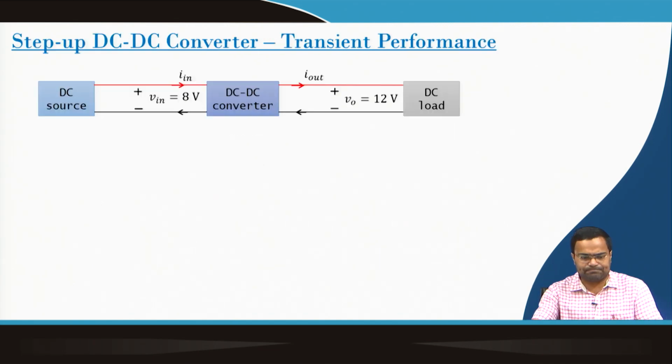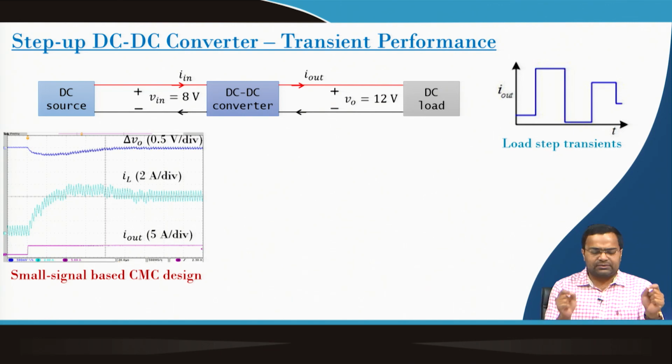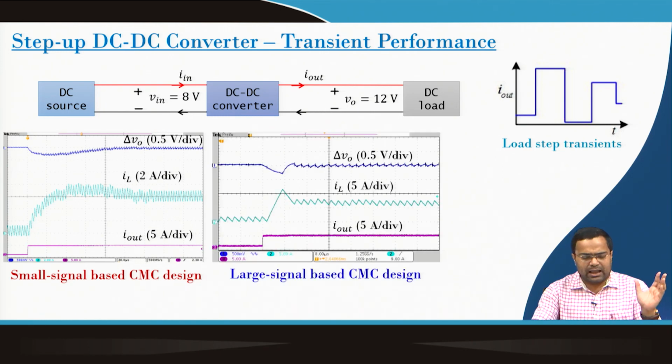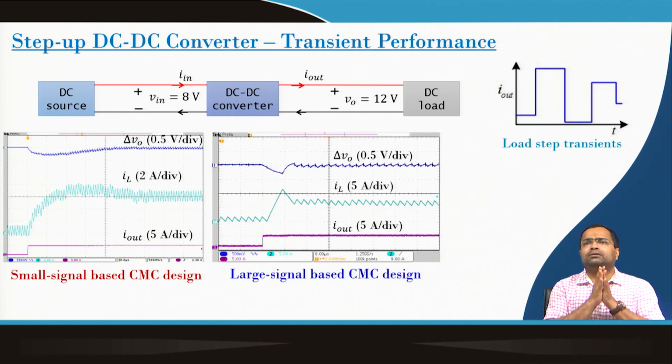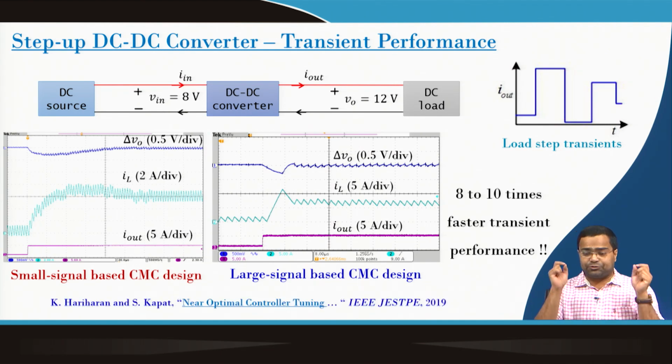And also to achieve high efficiency. So, I am just showing a step up DC-DC converter, which is a boost converter, where I am using 8 volt input and 12 volt output. The converter is going through step load transient, and here I am showing the experimental result using current mode control, which is designed using small signal based model, which is traditionally used in commercial product. This performance limitation is due to the right half plane zero, the bandwidth limit is due to the right half plane zero. But if we use a large signal based control as well as tuning method, we can improve the performance by 8 to 10 times.